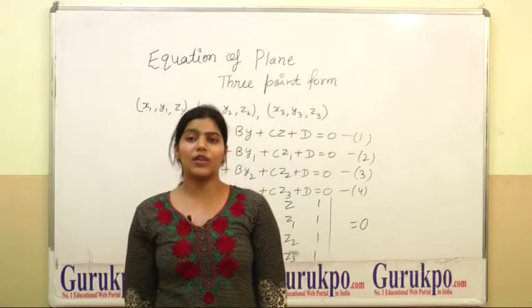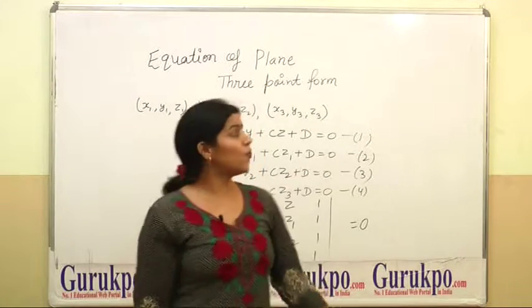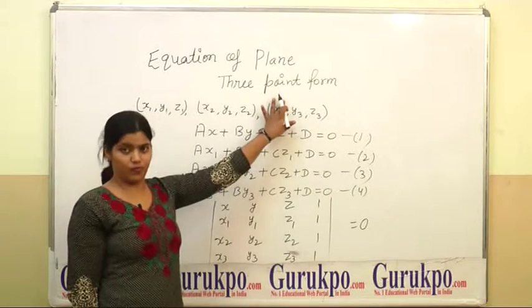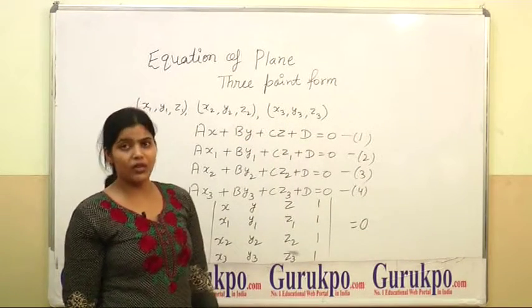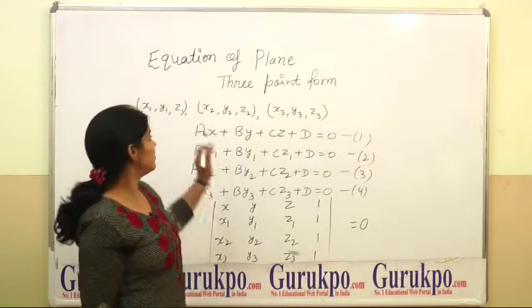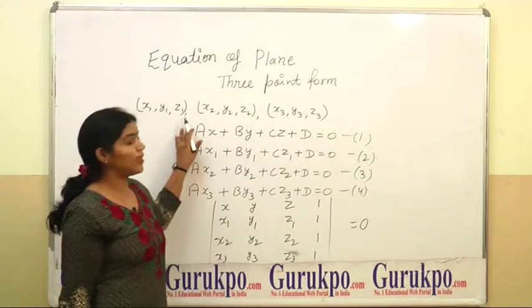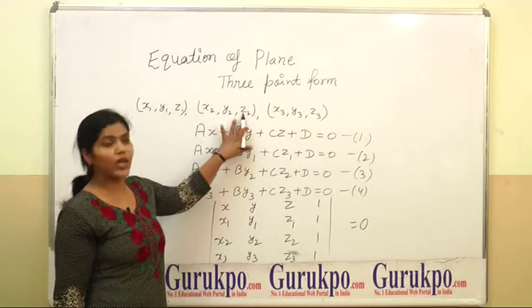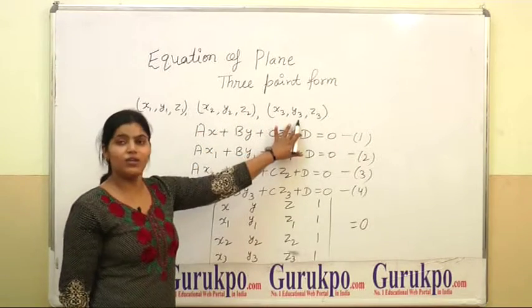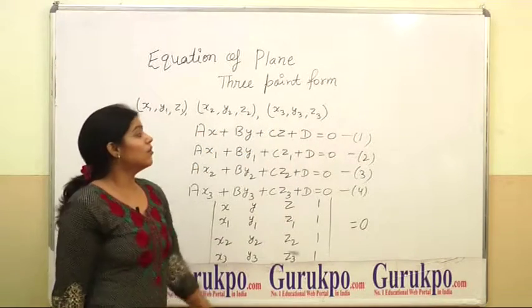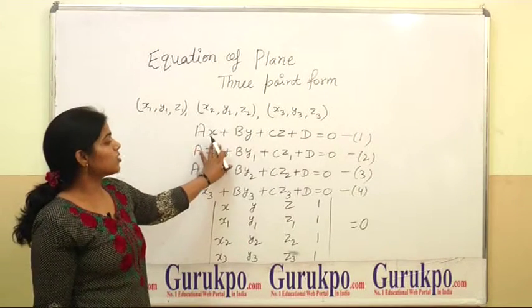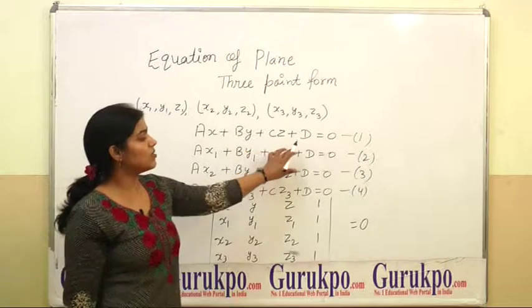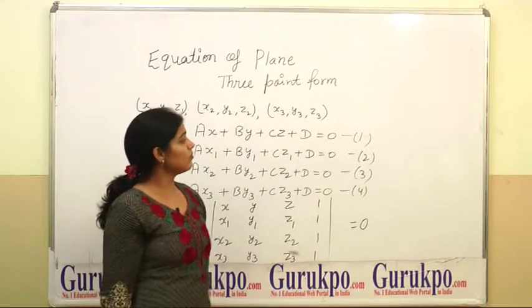Today I am going to deliver a lecture on the equation of a plane in 3-point form. First of all, we have to find the equation of the plane passing through 3 points, that is x1, y1, z1, and x2, y2, z2, and x3, y3, and z3. For this, let the given equation of plane be ax plus by plus cz plus d equals 0.